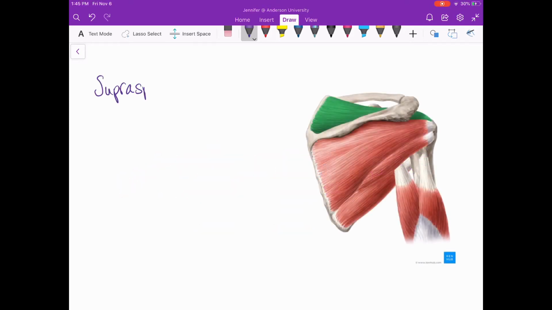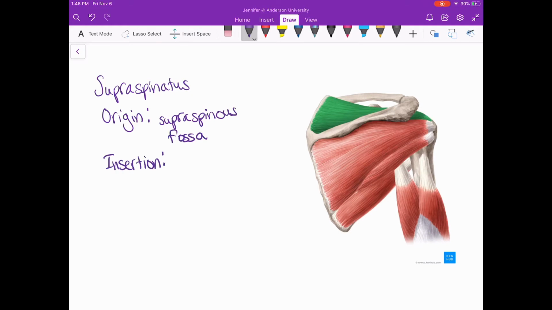The supraspinatus is a rotator cuff muscle obscured by the trapezius. The origin is the supraspinous fossa of the scapula, as the name would indicate, and the insertion is the greater tubercle of the humerus. You can see it, it's the only one in green on this picture.